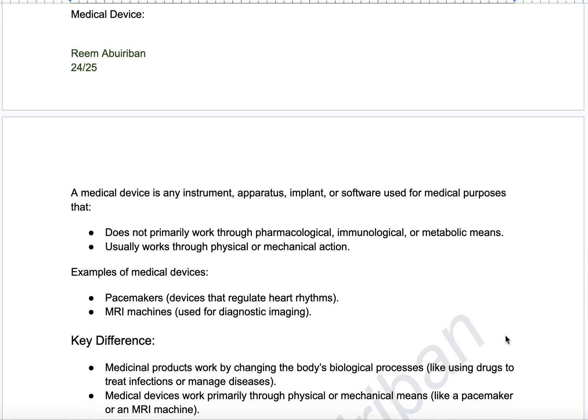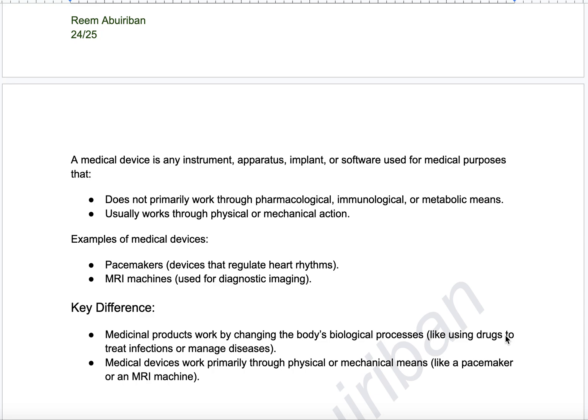Medical device: a medical device is any instrument, apparatus, implant, or software used for medical purposes that does not primarily work through pharmacological, immunological, or metabolic means. It usually works through physical or mechanical action. Examples of medical devices are a pacemaker, a device used to regulate the heart rhythm, and MRI machines used for diagnostic imaging.